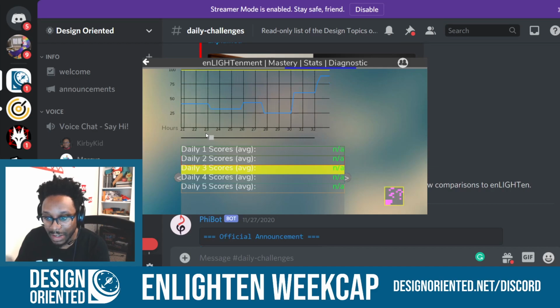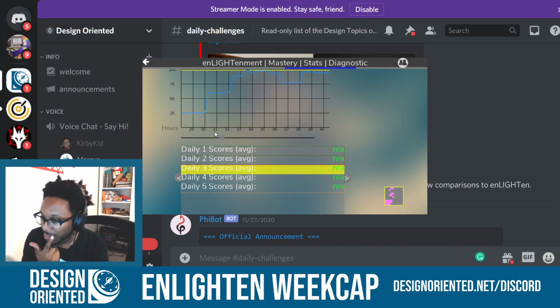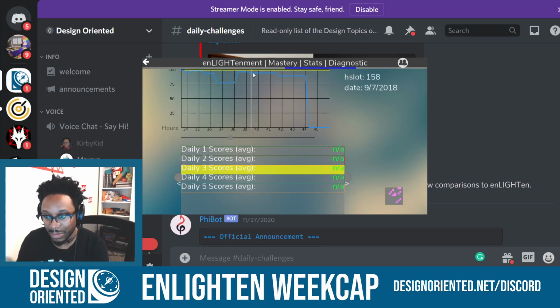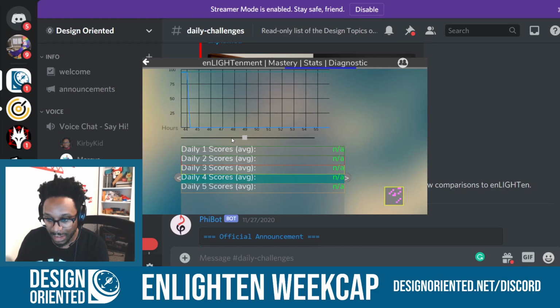Daily 3 is kind of an anomaly. It targets your least seen puzzles, so everything that you are least familiar with. When you know fewer puzzles, it's easier to get a higher score, but then as you learn more puzzles, it dips, but then you balance it back out and it evens out. So that's just kind of a fun thing there.